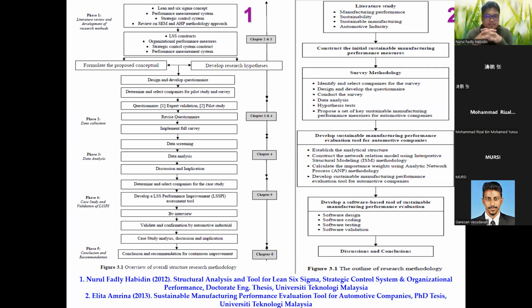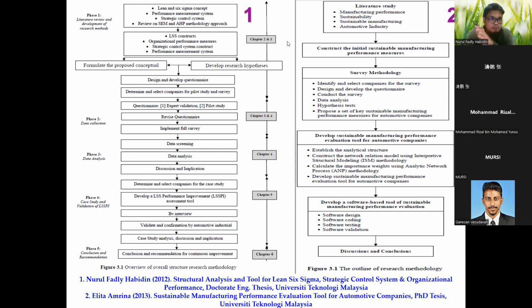Okay, if you can see, we see example number one first. This number one is based on my thesis actually. So my topic is about Lean Six Sigma and performance improvement for the Malaysian automotive industry. Okay, so in this part we have five phases: phase 1, phase 2, phase 3, phase 4, and phase 5.